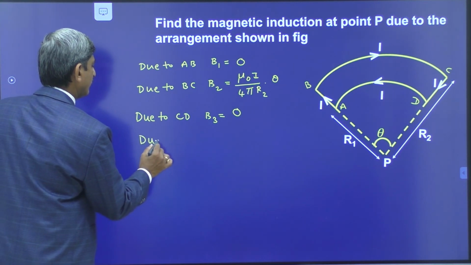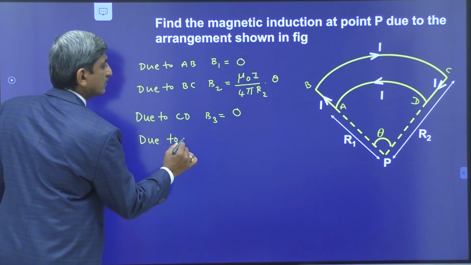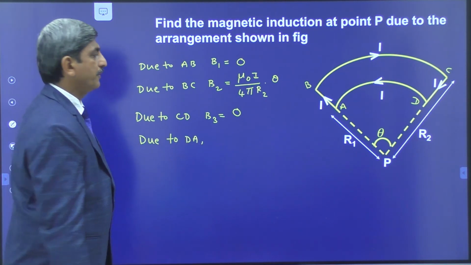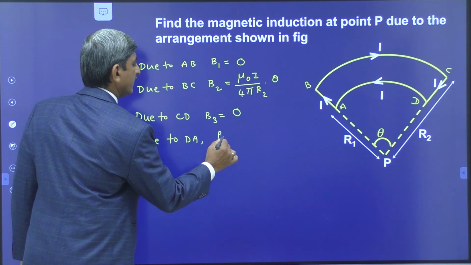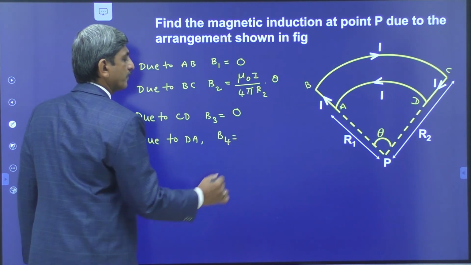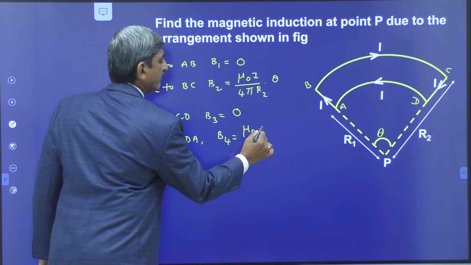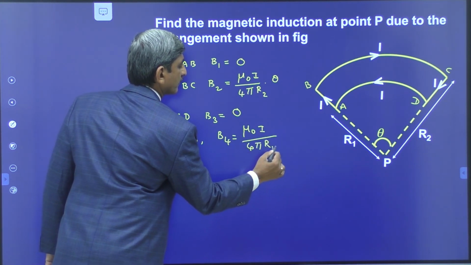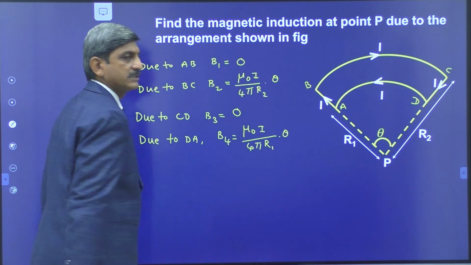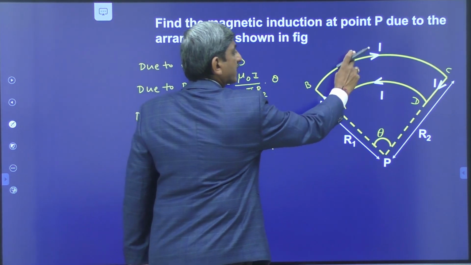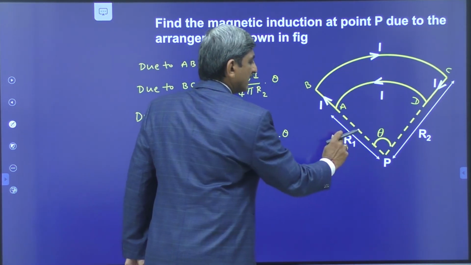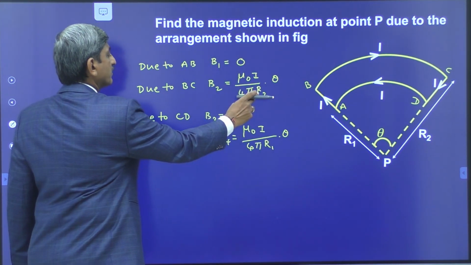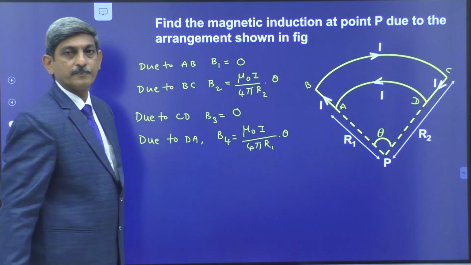Next, finally, due to the DA portion, what is the magnetic field produced? That is given by B4 is equal to mu naught I divided by 4 pi R1 into theta. See here, the two arcs are subtending the same angle theta, but the radii are different. So it reflects in the equations of B2 and B4.